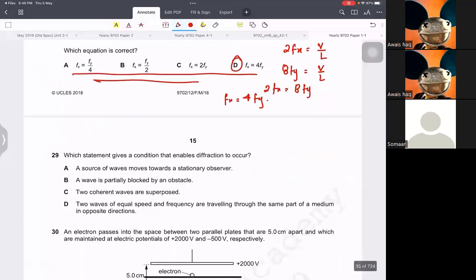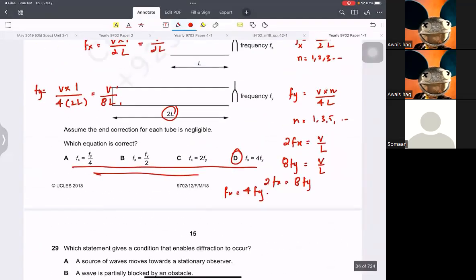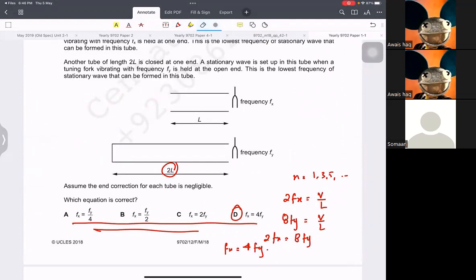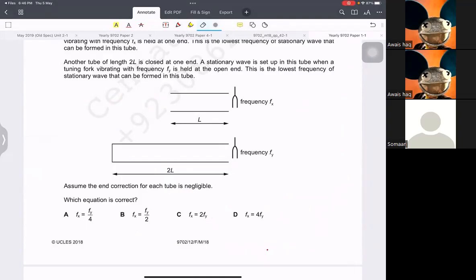Now, next. So could you explain that again, please? Yes. So you know the formulas for open and closed ends. So this formula is Fx equals V times N over 2L, right? In open ends, N is always 1, 2, 3, and so on. In the closed one, Fy will be V times N over 4L. And in this one, N is 1, 3, 5.